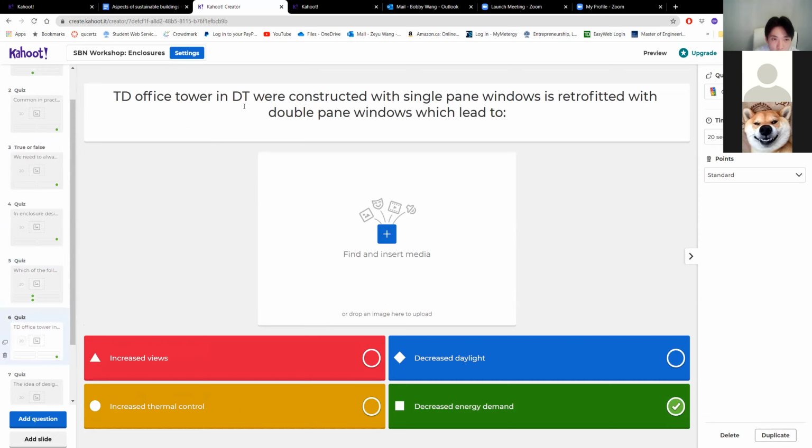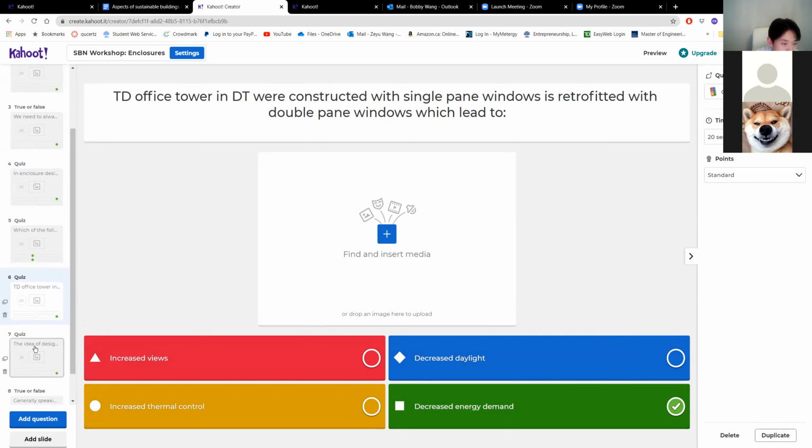Next question. Our office tower downtown was constructed with single pane windows retrofitted with double pane windows, which leads to... it doesn't help us see further, right? So it's not increased views, decreased daylight, or tinted windows. Increased thermal control? We don't have control over the windows there. It's only that it decreases our energy demand. Basically, less heat escapes to the outside and less heat comes into the environment, so we have less energy demand for cooling and heating. So that's the essence of that question.